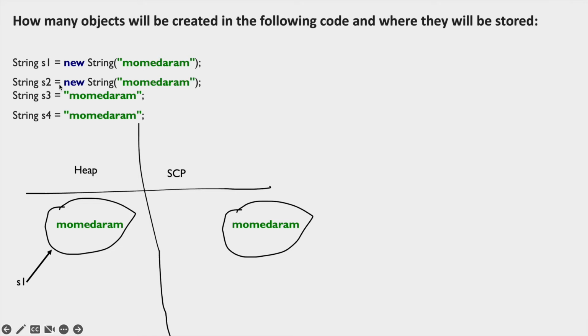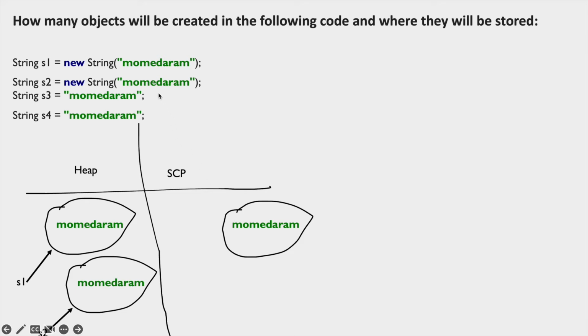As we know, whenever we use the new operator, the object will be created in the heap memory. Even if it has the same content, it will create a new object in the heap memory and assign it to the respective reference. In our case, it will be pointed to the string s2. And the same copy of the object will be created in the string constant pool.